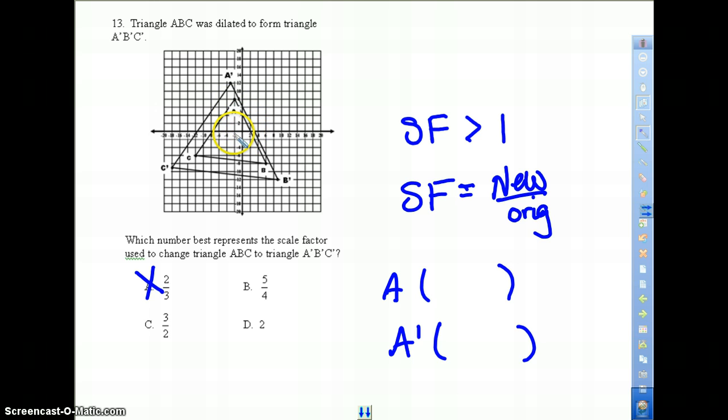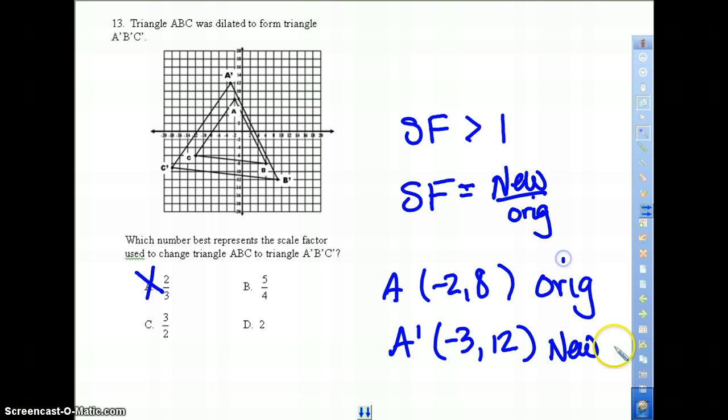A is at -2, +1, 2, 4, 6, 8. -2, +8. A prime, if you're looking at your scale, is at -3, 2, 4, 6, 8, 10, 12. All right, this is your new, and this is your original.